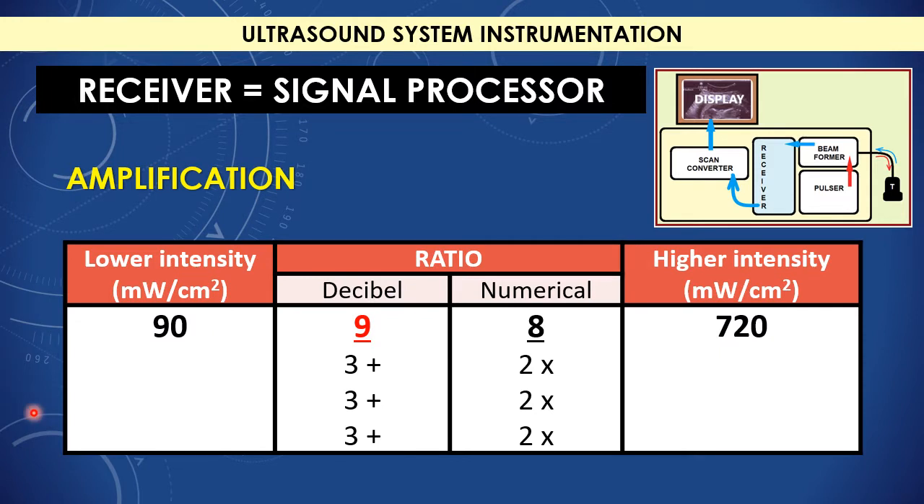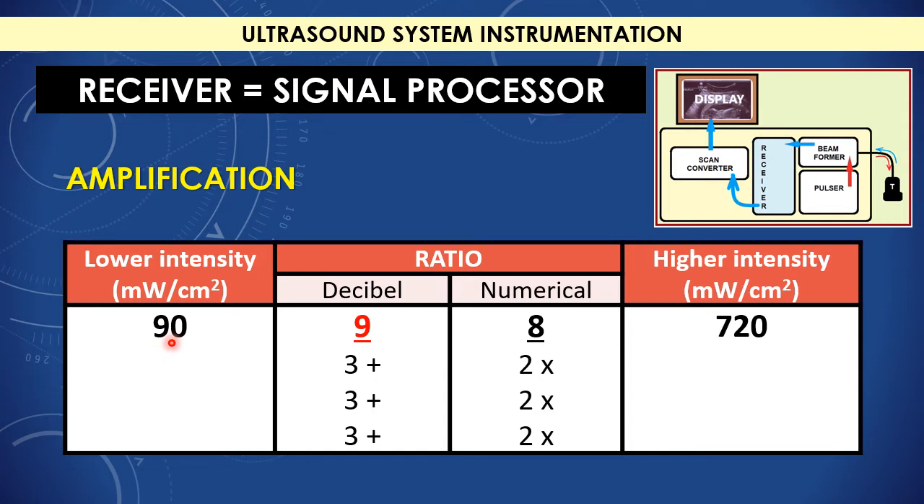Another example. Again, this is the same chart. You can use here the lower intensity, the ratio, and here is the higher intensity. In magnification, you go from the lower to the highest. So I put here the lower value. For example, they give you the lower value is 90 milliwatt per centimeter square, and you added 9 decibels.